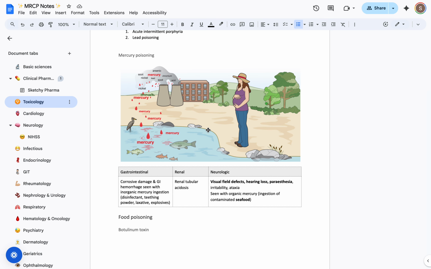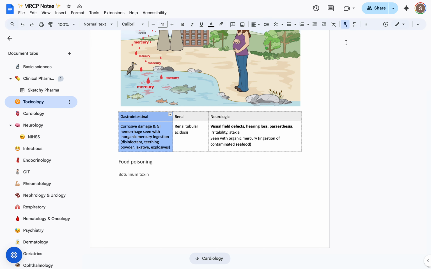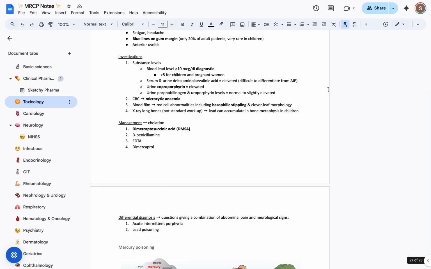Now for mercury poisoning, mercury is going to lead to corrosive damage, visual field defect, hearing loss, and paresthesia. It's seen in organic mercury, with ingestion of contaminated seafood. This is the neurologic one. Inorganic mercury will lead to the gastrointestinal one. That's it for toxicology. I just want to look at AIP just to know what's elevated.